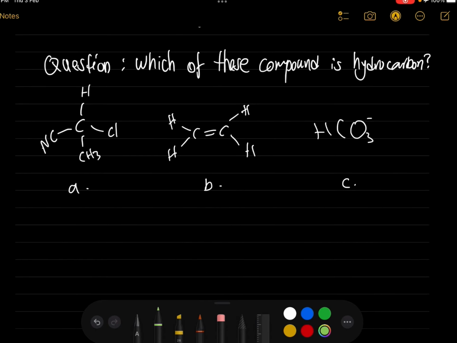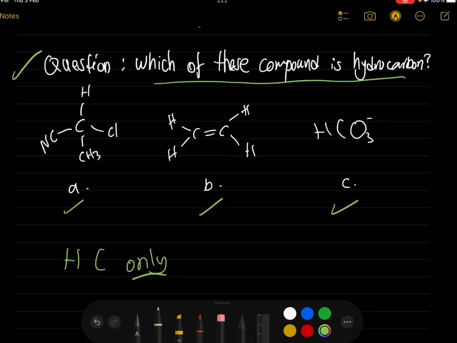Look at this. By the way, this question is also a past paper question, and it says: which of these compounds is a hydrocarbon? According to the information that you were given, a hydrocarbon is made of hydrogen and carbon only, okay? And as we can see here, this compound contains chlorine, so it's not a hydrocarbon.